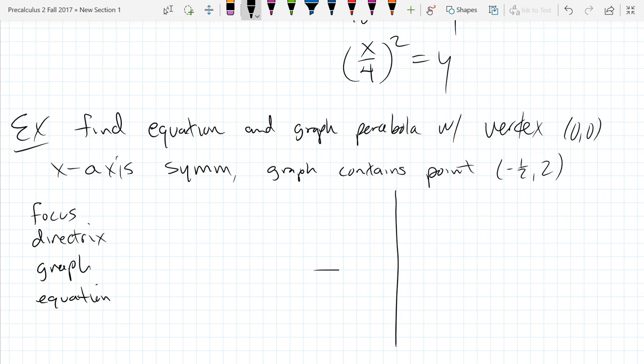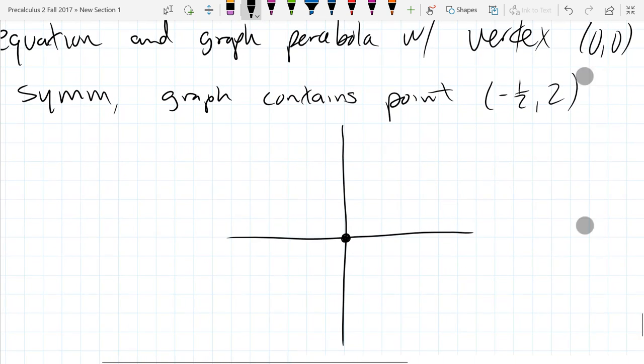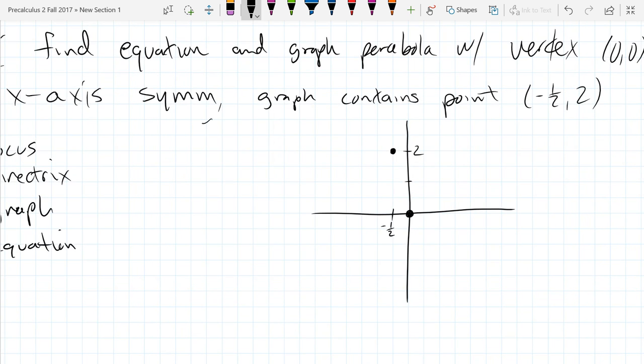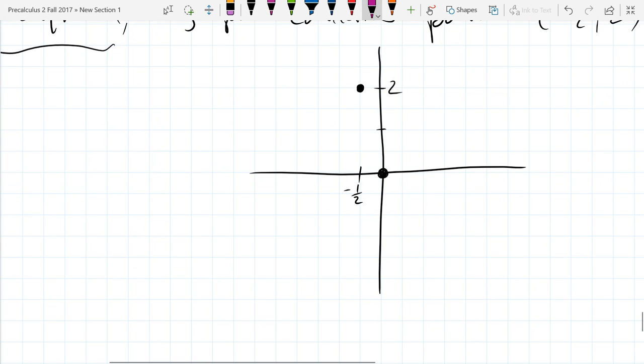So when in doubt, just start by graphing everything. Vertex (0, 0), it's easy. Now, I'm counting in 1/2, so every square on my graph paper will count as 1/2. I'm going to go left 1/2, and then up 2. So I have this point. I also have x-axis symmetry. What other point do I get on the graph if I have x-axis symmetry? Do I get the point down here or the point up there? I want x-axis symmetry, so I'm going to get the point at the bottom, flipped over the x-axis. I'll just draw everything in purple here.